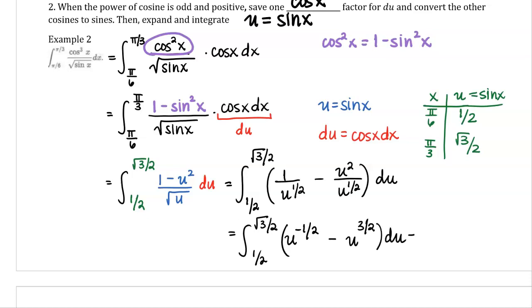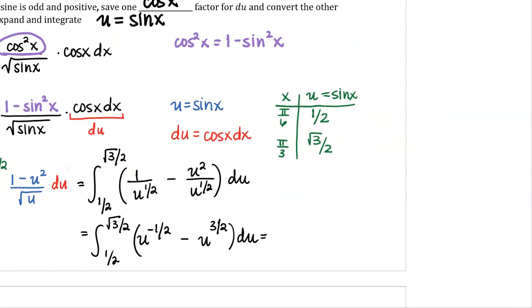Now I'm going to integrate this. I'm going to increase my exponent by 1. Increasing negative 1/2 plus 1 gives us a positive half. Dividing by a half is the same as multiplying by 2. In the second one, I'm going to increase the exponent from 3/2 to 5/2, and I'm going to divide by 5/2, so I'm multiplying by 2/5, and I'm going to evaluate this from 1/2 to the square root of 3 over 2.